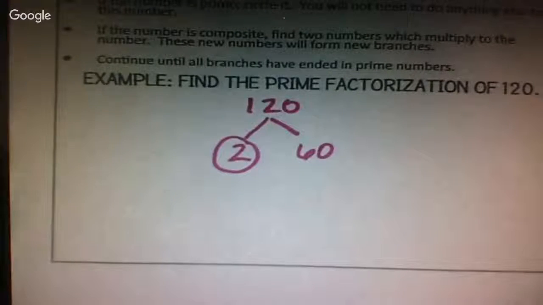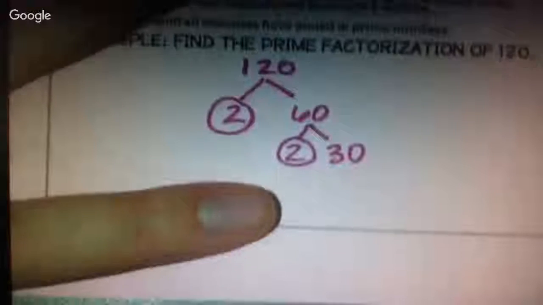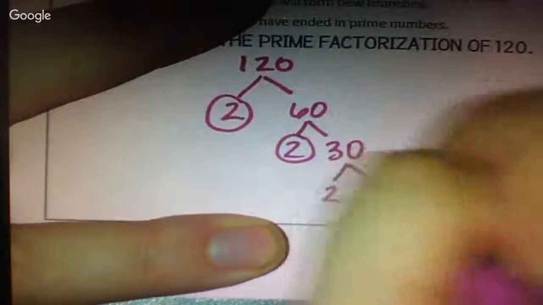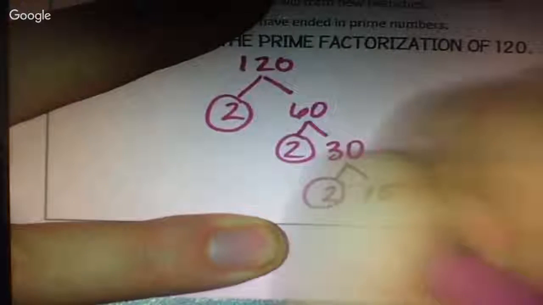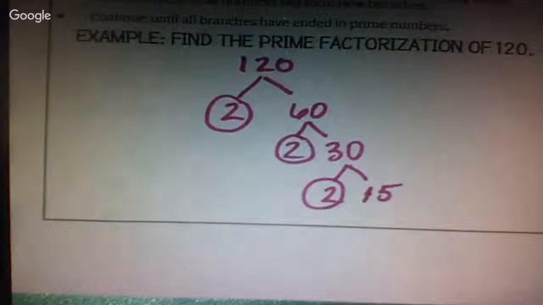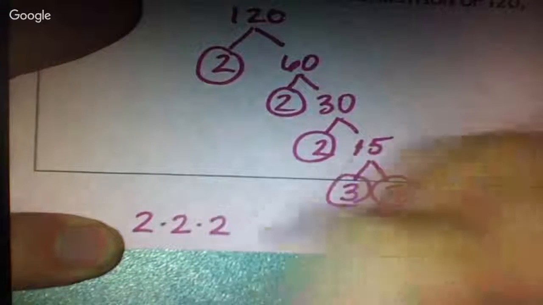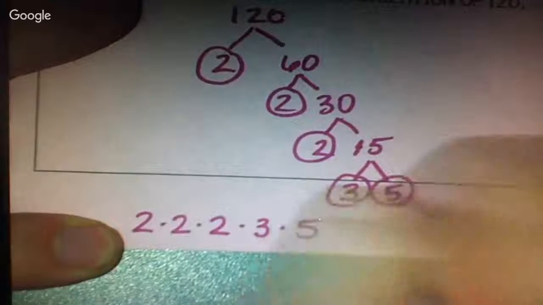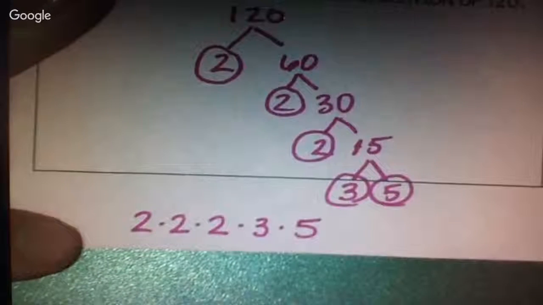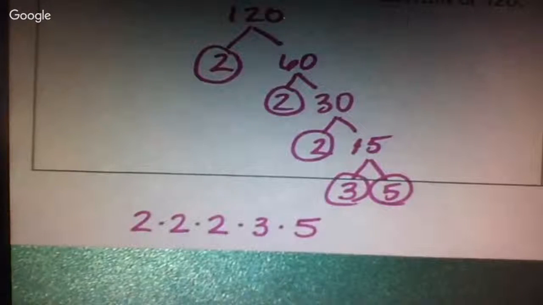60 now breaks down into what? 2 and 30. 2 is prime, circle it. 30 breaks into 2 and 15. 2 is prime, circle it. 15 is not prime, it's 3 times 5. 3 is prime and 5 is prime. So your prime factorization for this is 2 times 2 times 2 times 3 times 5. That's it. As soon as everything is prime, you're done.